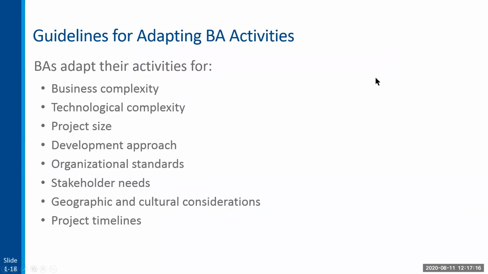BAs need to be flexible. They need to be able to adapt their activities for different types of projects, for different types of environments. Reasons why the BA would adapt their activities? Well, it could be because this project is less or more complex than the previous one, or technologically more complex or simple than the previous one. Or it could have to do with project size. Or it could have to do with this is a waterfall project versus an agile project. It could be our organizational standards. It could be stakeholder needs. It could be enterprise architectures. It could be geographical and cultural considerations. Where are you in the globe compared to where we are right now?